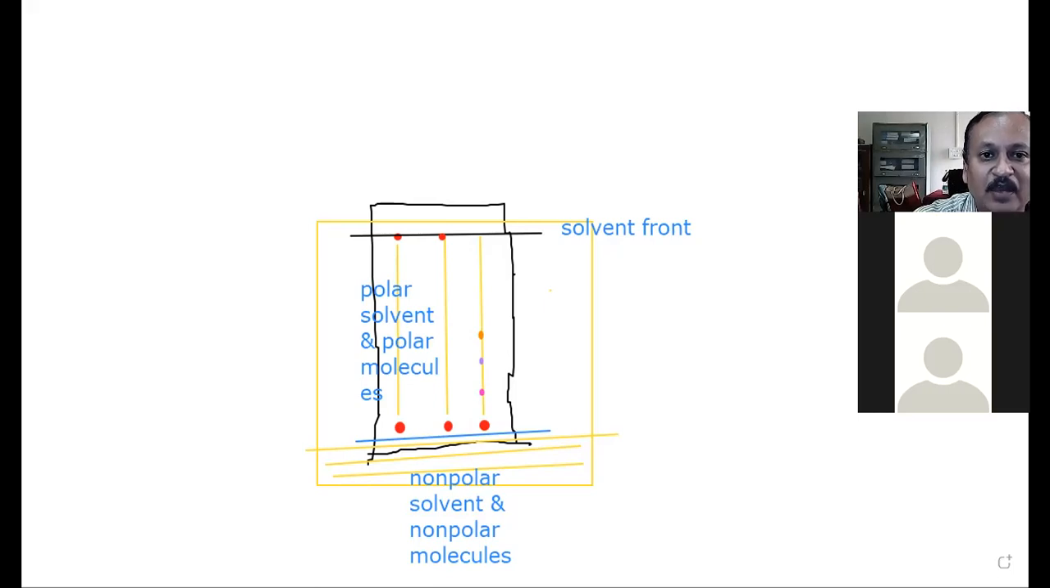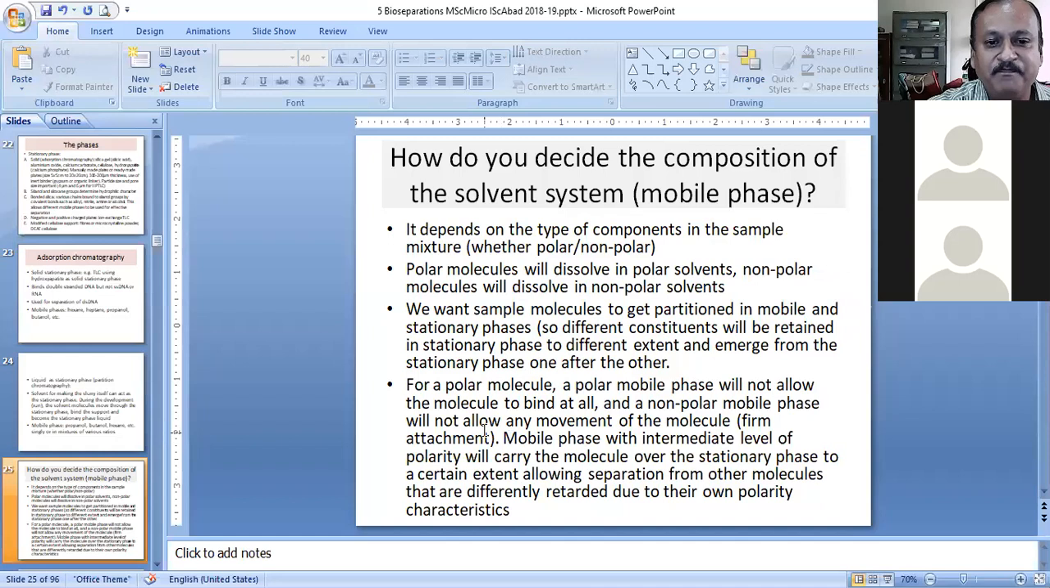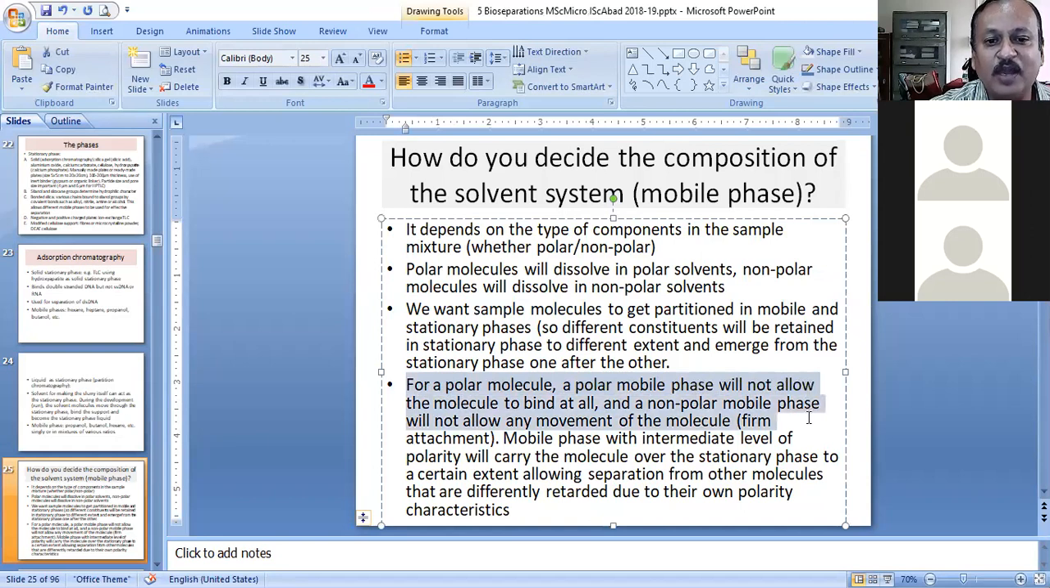Wait a minute, I'll come back to my original screen. Look at what I have written here. For a polar molecule, a polar mobile phase will not allow the molecule to bind at all, and a non-polar mobile phase will not allow any movement of the molecule. I think I have made a small mistake. I have to go back to the whiteboard.